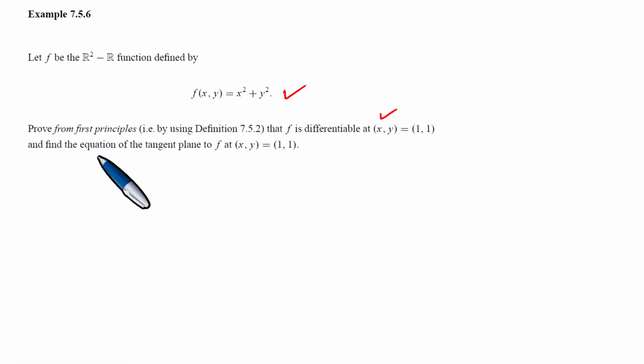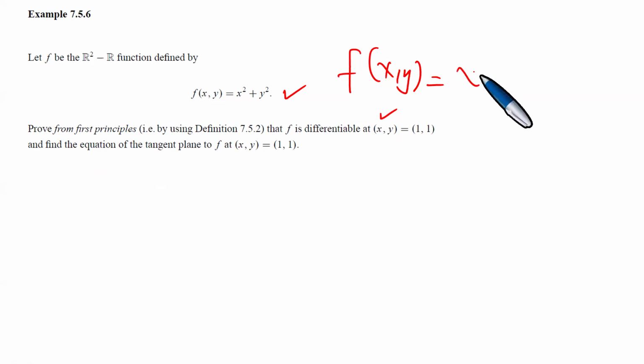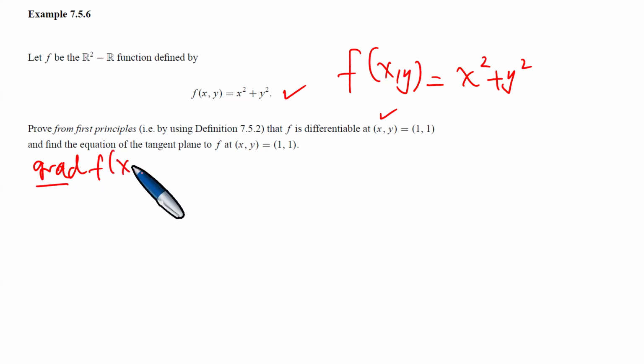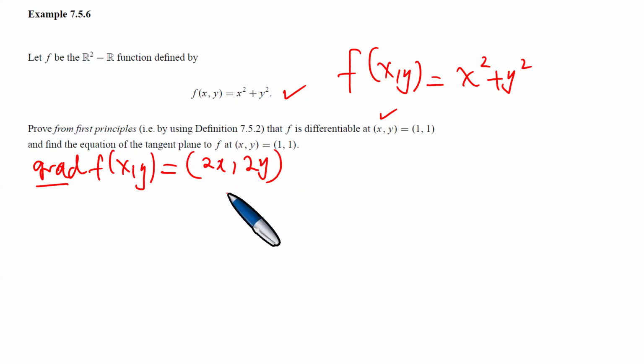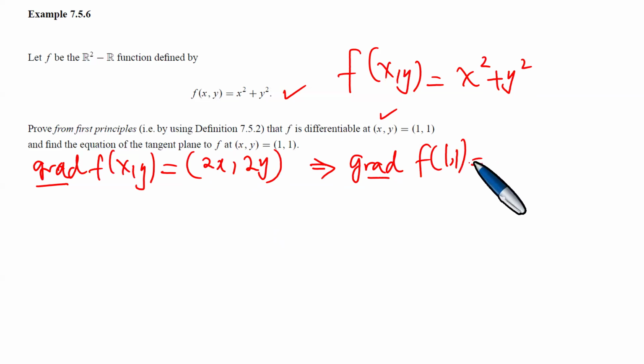So we're doing the preparation with the chain rule, and then we're able to just use the chain rule. We note that, in this instance, the function f is x squared plus y squared. What is the gradient of the function? The gradient of f at (x, y) is always the derivative with respect to x, which is 2x, and the derivative with respect to y, which is 2y. This means you have the gradient of f at (1, 1). If you put 1 in place of x and 1 in place of y, it becomes (2, 2).